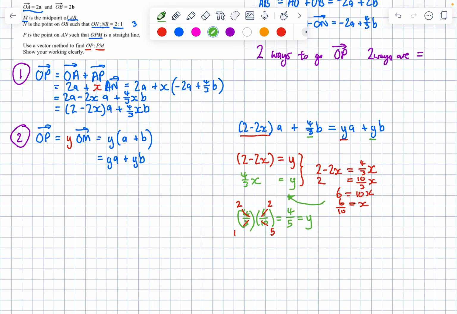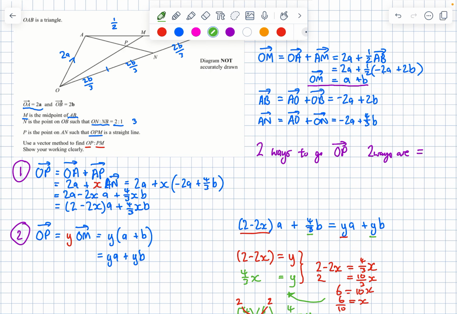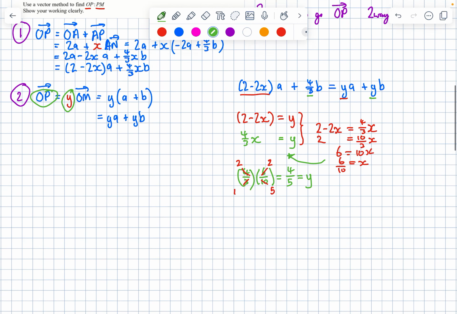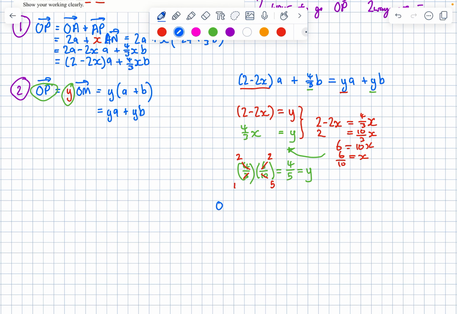So now I know what y is. And we said that OP was y along OM. So that means that on our line O to M, P is 4/5 along that line, and therefore P to M must be 1/5. So our ratio from O to P, P to M, that was 4/5, and that is 1/5. So we just write the ratio as 4 to 1.